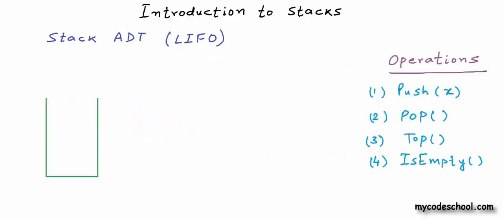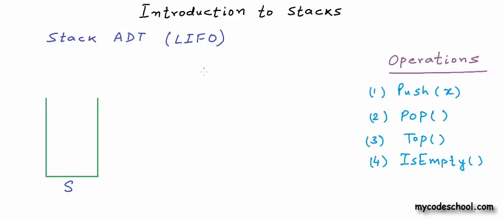Logically, a stack is represented something like this, as a three-sided figure, as a container open from one side. This is a representation of an empty stack. Let's name this stack S. Let's say this figure is representing a stack of integers. Right now the stack is empty. I will perform push and pop operations to insert and remove integers from this stack. I will first write down the operation here and then show you what will happen in the logical representation.